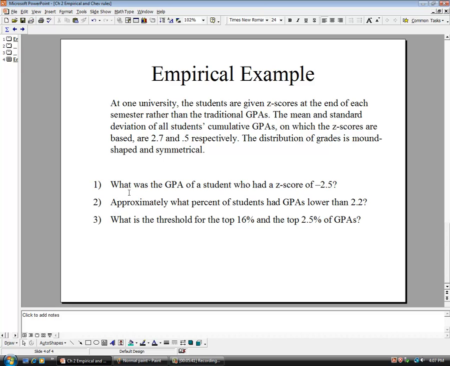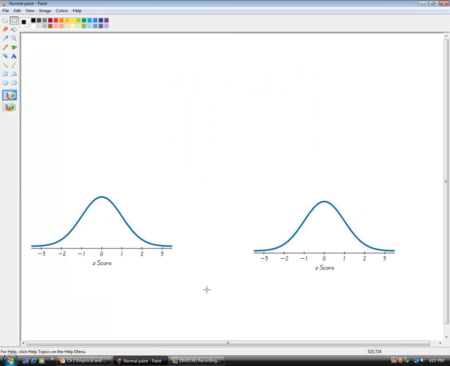First of all, what was the GPA of a student who had a z-score of negative 2.5? Negative 2.5 isn't anything we can use the empirical rule on, but we can calculate the GPA using our z-score formula. So let's write down the information that we have. The mean is 2.7, the standard deviation is 0.5. So that's what we know about the distribution here. Now our first question is we're looking for the x value, or one student's GPA, when the z is negative 2.5. So our formula is z is equal to x minus the mean over sigma.